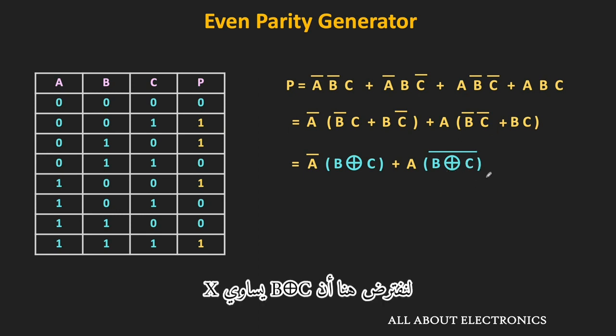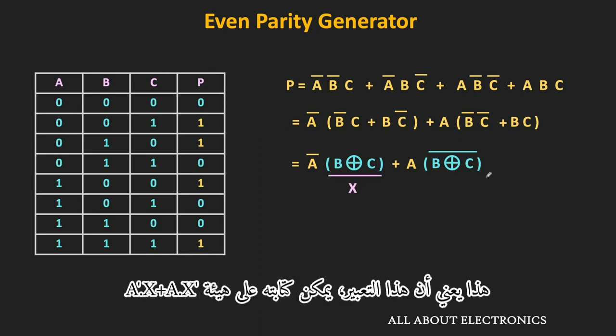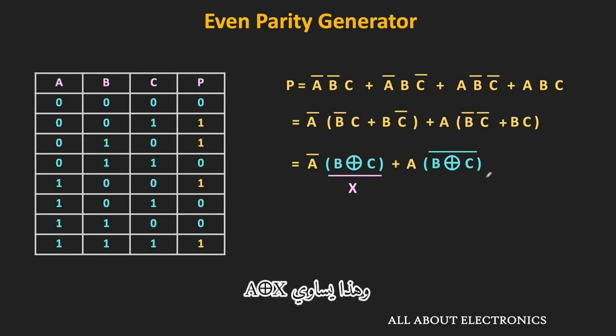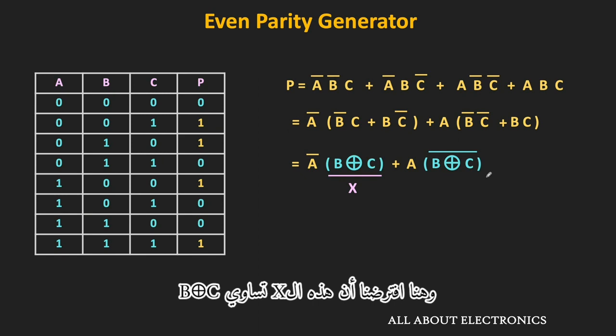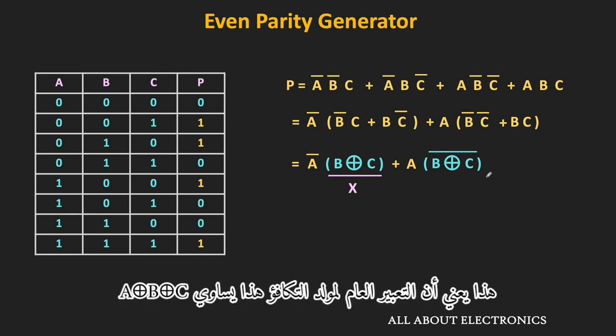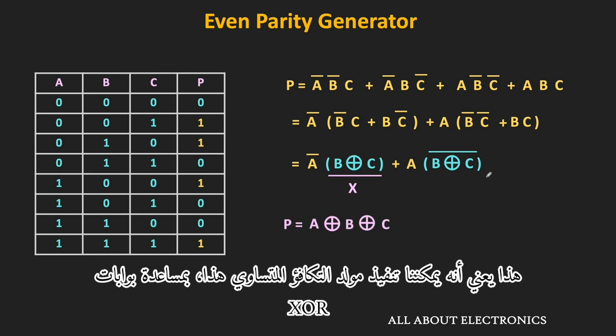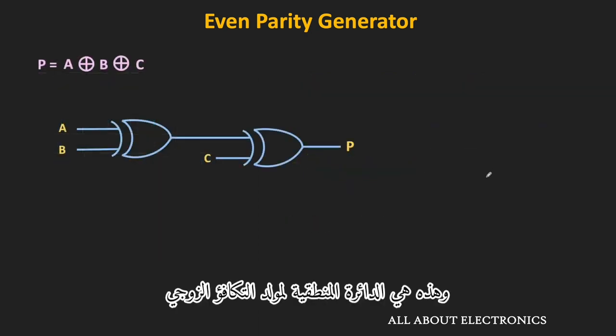So here let's say this B XOR C is equal to X. That means this expression can be written as A bar dot X plus A dot X bar, and that is equal to A XOR X. And here we have assumed that this X is equal to B XOR C. That means the overall expression of this parity generator is equal to A XOR B XOR C. That means we can implement this even parity generator with the help of XOR gates. And this is the logic circuit of the even parity generator.